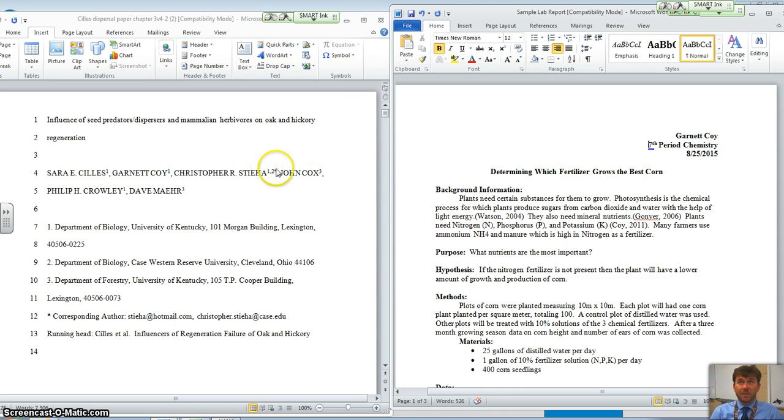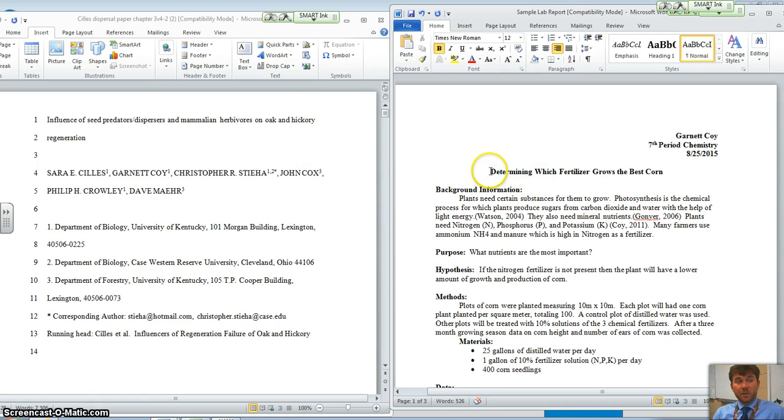But there are some very similar pieces here that I want you to make sure you include in your lab reports. So right off the bat, on this one, we've got a section that identifies the writer. Likewise, in a professional quality report, you've got acknowledgments to the people who are writing the lab report and credits to the facilities and universities that they are at, that they did the research. Also on this cover page title area at the very top, you've got the title, influence of seed predator dispersals in mammalian herbivores and on oak and hickory regeneration.